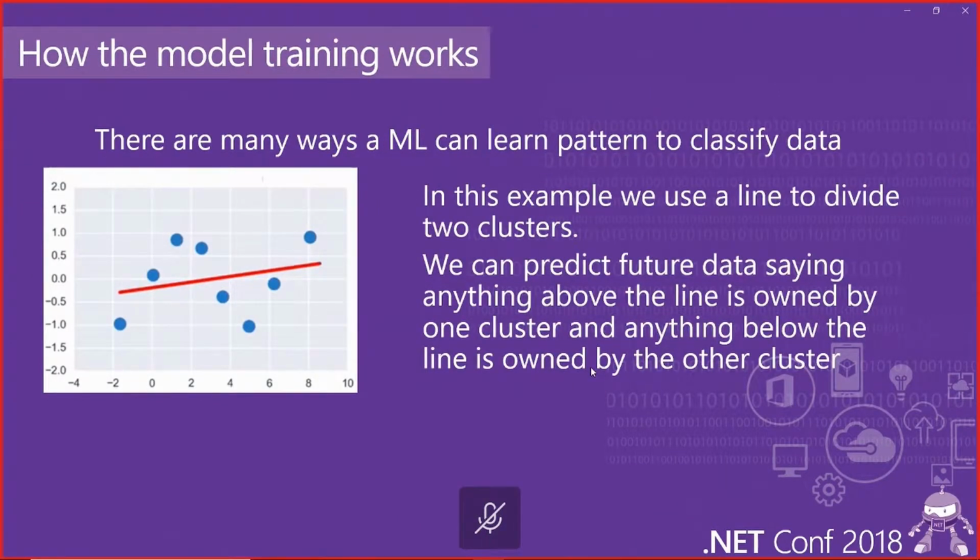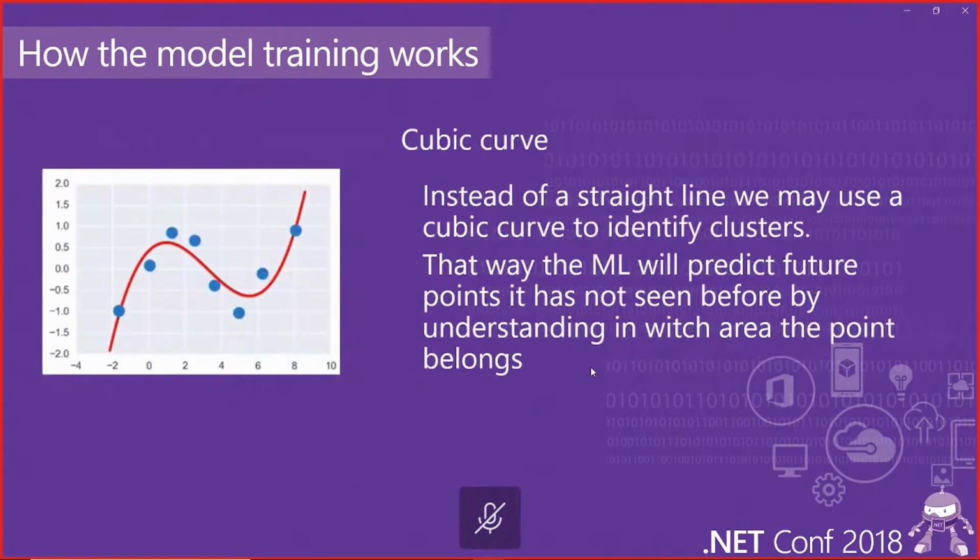So, there are many ways that machine learning can learn patterns to classify data, as we said. In this example, we use a line to divide two clusters, so we can predict future data, saying anything above the line is owned by one cluster, anything below the line is owned by another cluster. But we can also use a cubic curve, as we saw before. So instead of a straight line, we can have a cubic curve, as you see in the picture below. That way the machine learning will predict a future point it has not seen before by understanding in which area the point belongs.